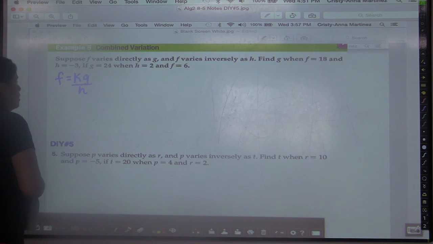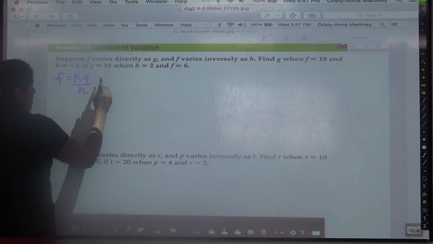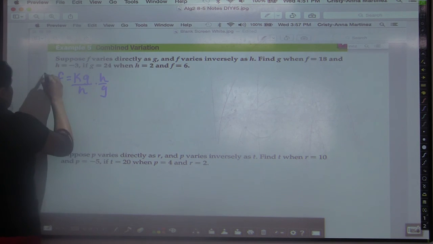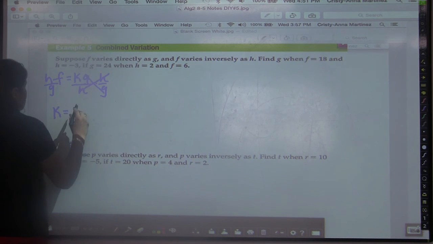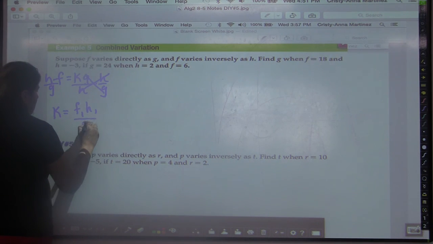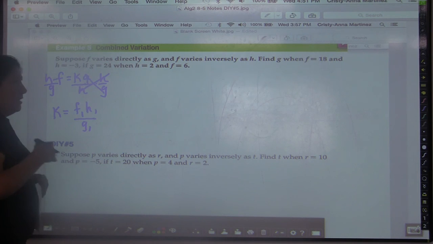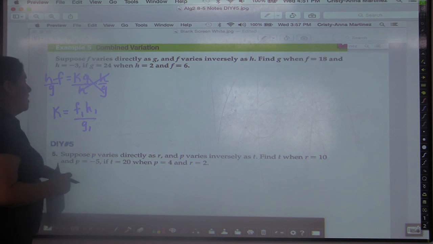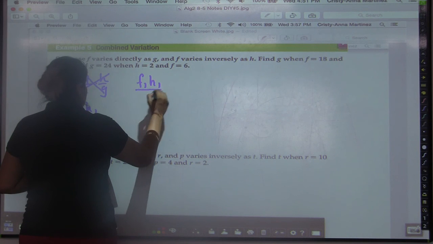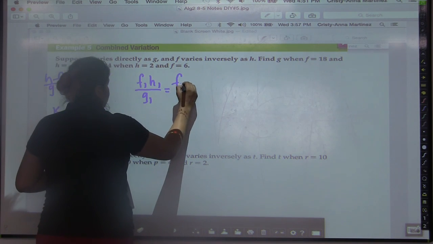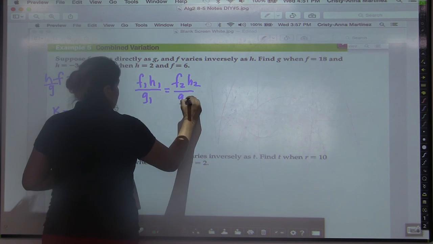So I get that. In order to get my k, I have to multiply by h over g on both sides, so they cancel. So my k is going to equal, I like to go in alphabetical order here, f1 h1 over g1, which means that my second pair of values will be the same thing but with 2's. So my formula will look a lot like f1 h1 over g1 equal to f2 h2 over g2.